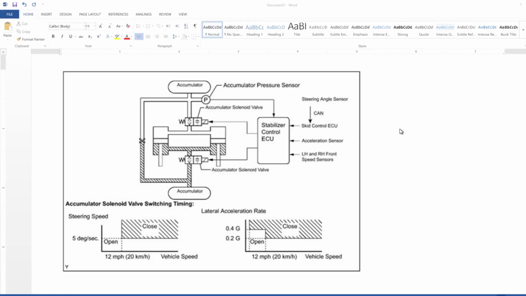Hey guys, this is going to be a kind of long, nerdy video dispelling some of the misconception and misinformation about the KDSS system on the 2019 GX460. So I'm going to try to go into some detail. This is the best diagram I found to really explain the logic behind how the system works.